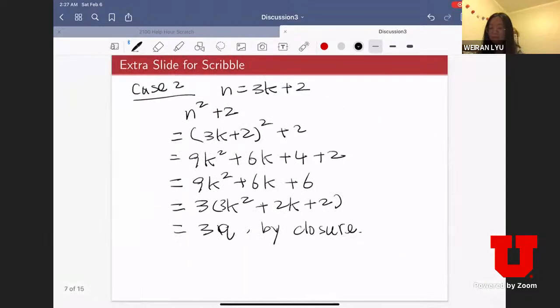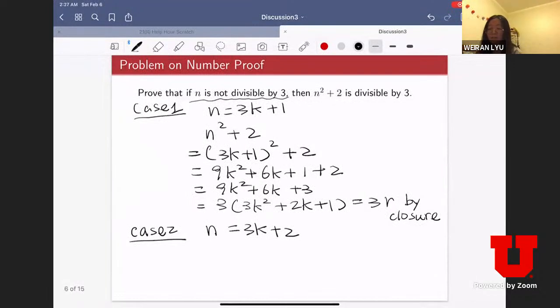Similar for case 2. And then therefore, you can write an overall conclusion saying that if n is not divisible by 3, then n squared plus 2 is divisible by 3, based on our 2 cases. Okay, thanks. That's all I meant.